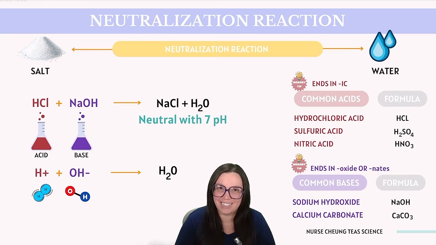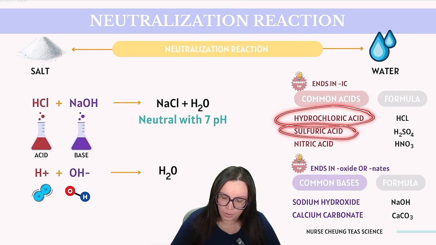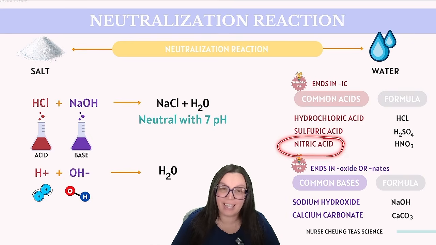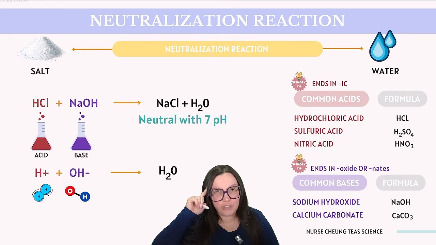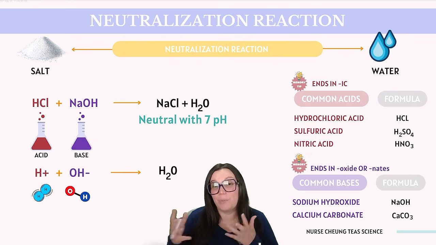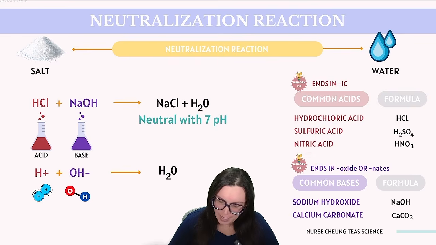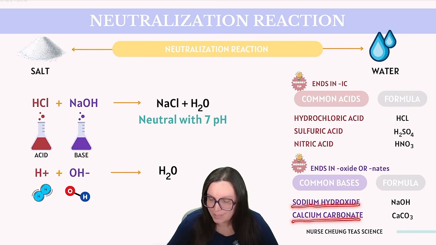encounter on the TEAS. Prominent acids that you might see would be hydrochloric acid, sulfuric acid, and nitric acid. The big key memory trick that I want you to take away is that a lot of these acids end in IC, like we see in hydrochloric, sulfuric, and nitric. On the base side, you're frequently going to come across hydroxides and carbonates, which means that they are going to end in oxide or nate, like we see in sodium hydroxide and calcium carbonate.